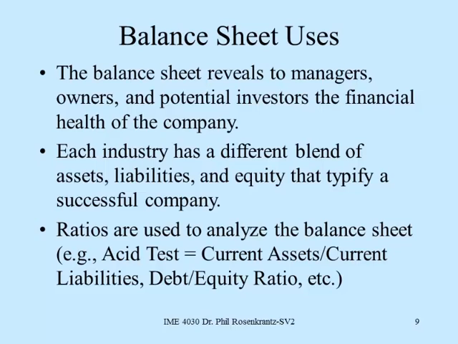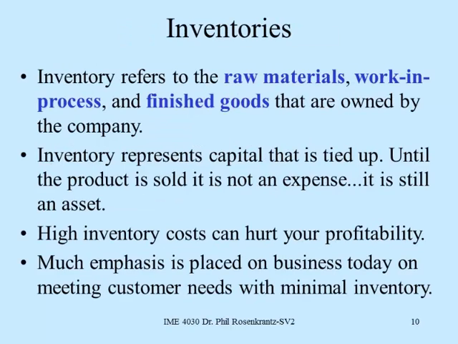Let's move to slide number 10 and talk about inventories for a moment. Inventory refers to the raw materials that have been purchased, the work that's actually in process, that is the stuff that's in production, and the finished goods that are ready to be sold. Then these are all owned by the company.